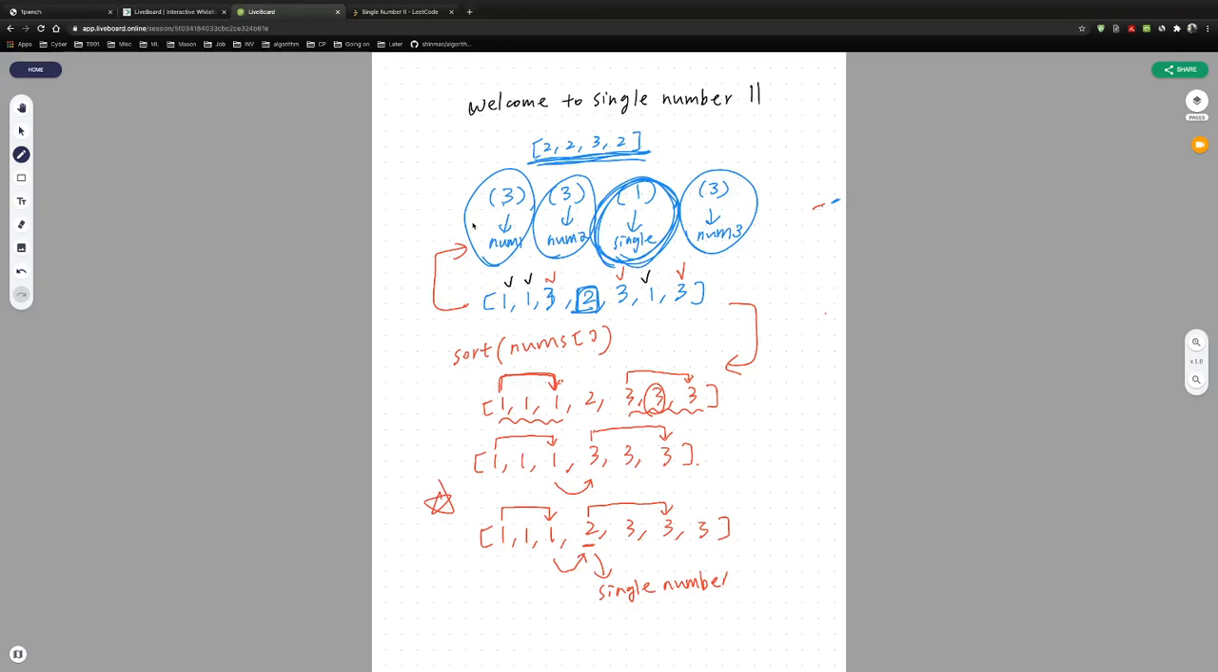Next we will come to the code and see how to implement finding the single number.